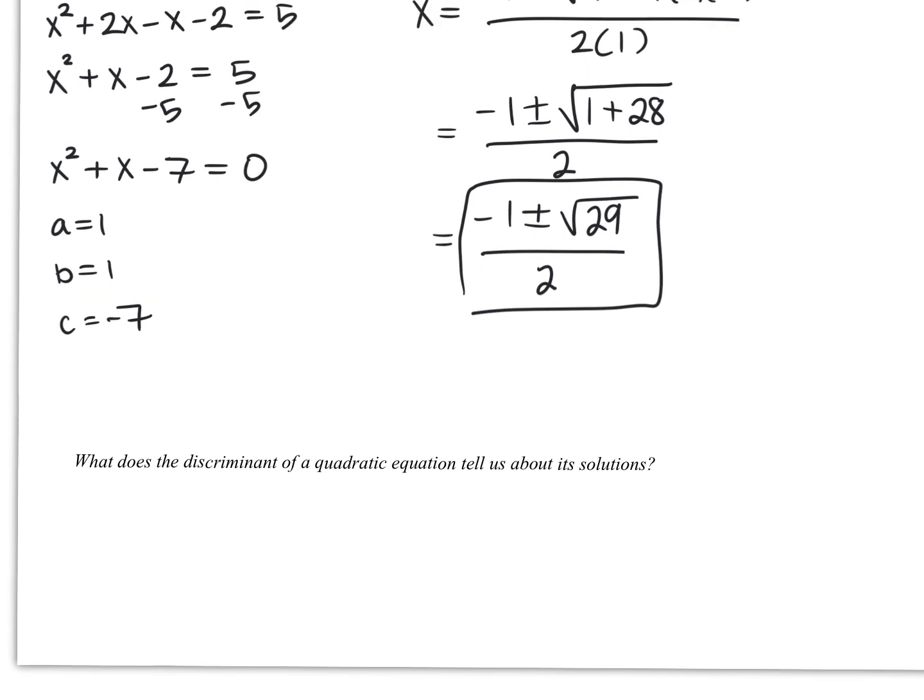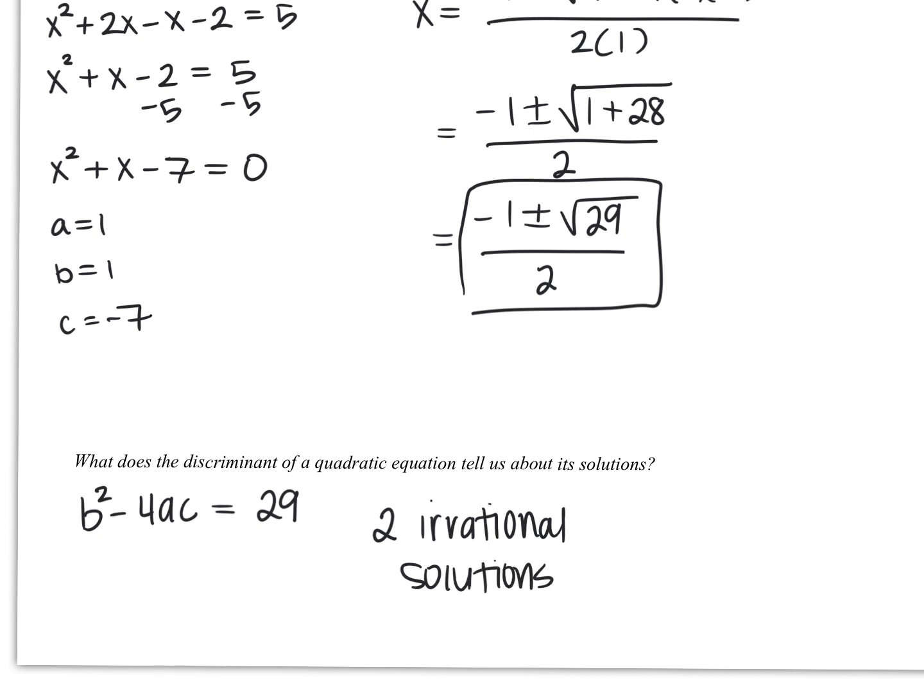So in all of these examples, I could have looked at the discriminant first to determine what type of solution I had. So like on this last example, b squared minus 4ac, which was what was underneath my radical, ended up being 29. And based on that number, 29 is not a perfect square, I know that it has two irrational solutions based on that. So I would have known ahead of time that my final answer was going to involve a square root.